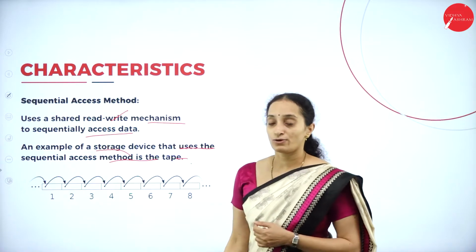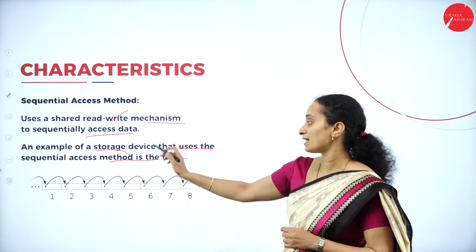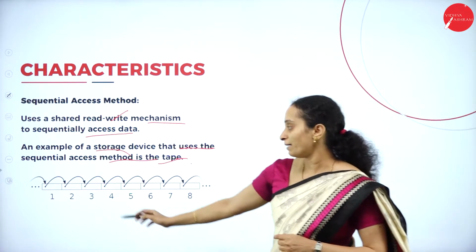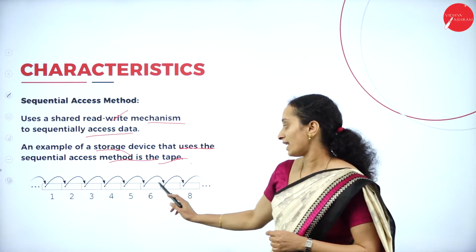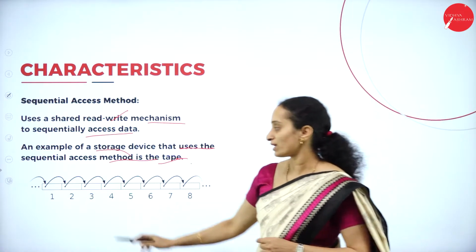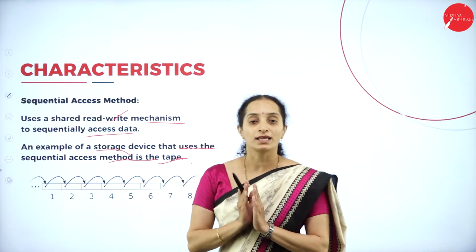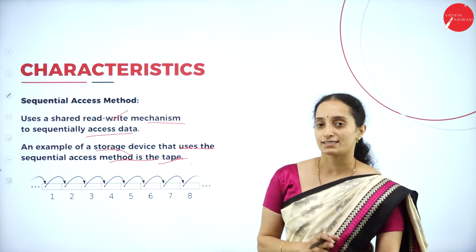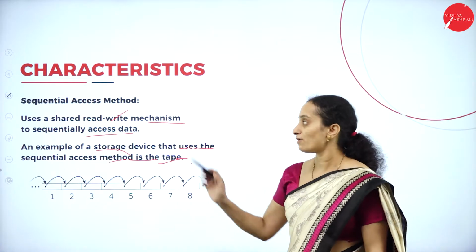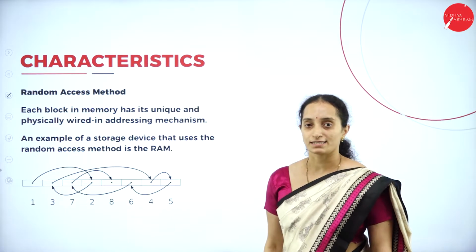So the storage device which uses the sequential access method is the tape. Here we have sequential accessing of the memory locations 1, 2, 3, 4 like this. In an order, or in a sequence, the data accessing will be done. This is called the sequential access method.